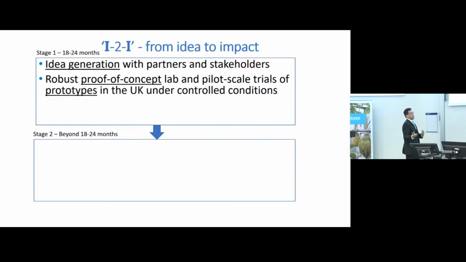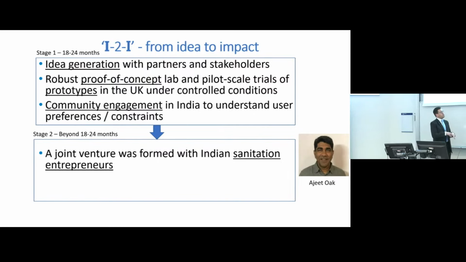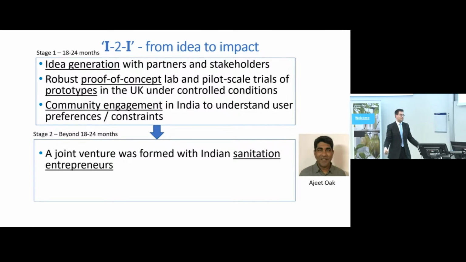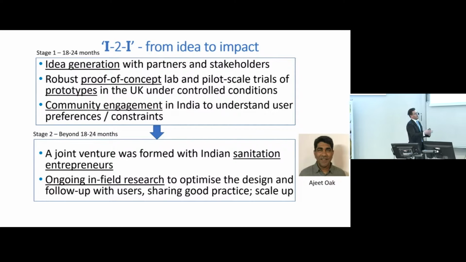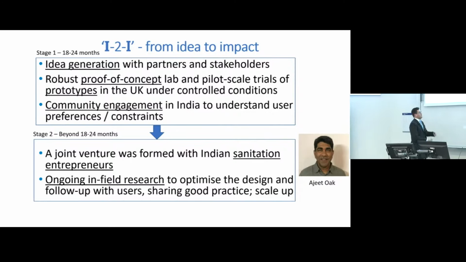And then once we came up with something that worked and that we proved could work, we then moved on to form a joint venture with Indian sanitation entrepreneurs. And this guy, Ajit Og, is now one of the world leaders in implementing these technologies around the world, mainly in India, though. And that then provided a great opportunity for us to do ongoing research. So once these were installed in the field, I could then send students to India and see how they're working in the field and how that compares to what we found back in the UK. And we could share good practice, what's working, what's not working in the field.